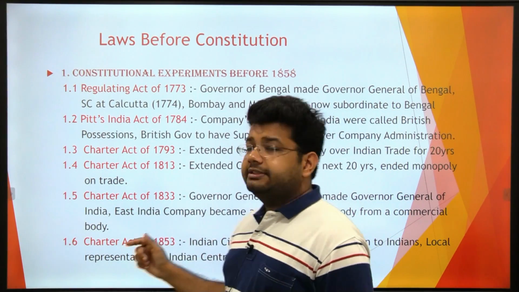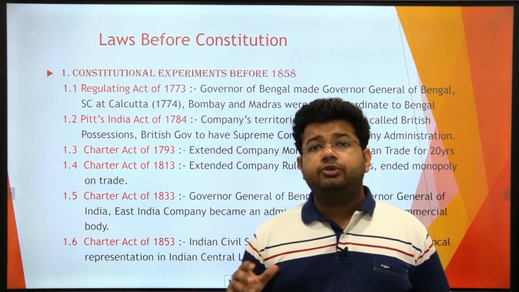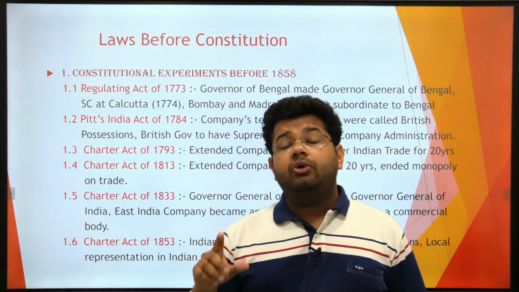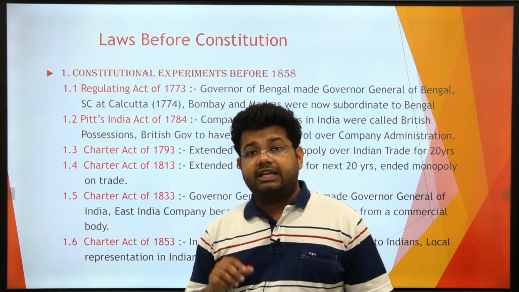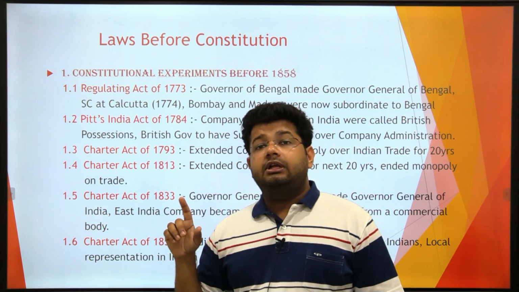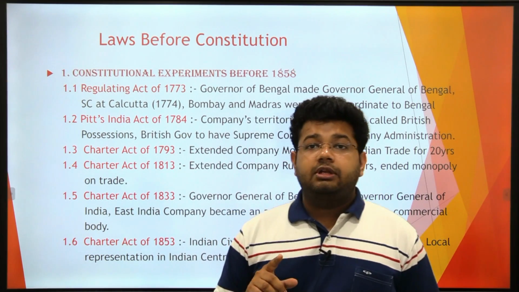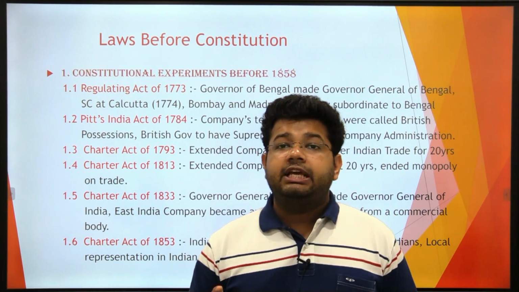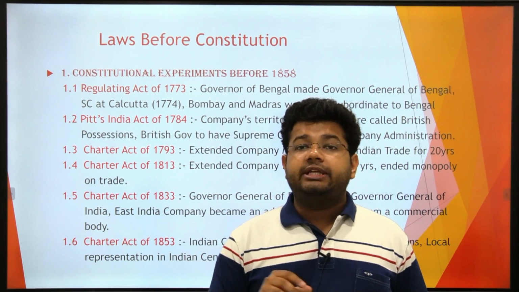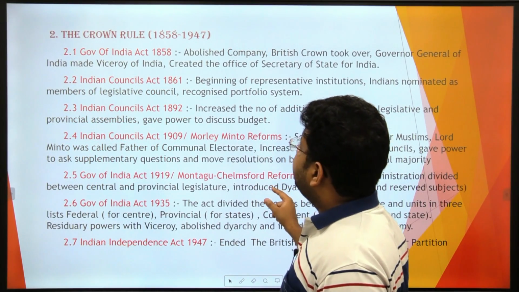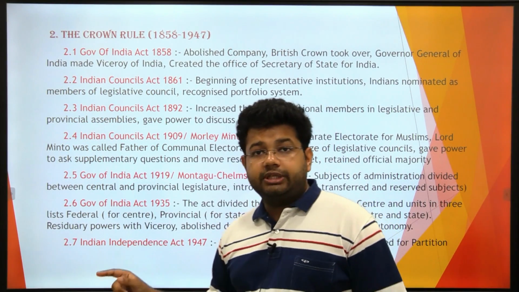I have divided these legal enactments into 2 parts. One is the legal enactments before 1857, that is, before the First War of Independence, because before the First War of Independence, it was the company that was ruling the country. Thereafter, we have the British government which was ruling the country.